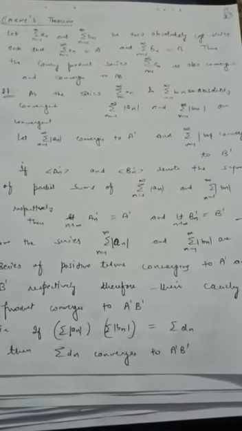So start, prove. As the series summation a_n and summation b_n are absolutely convergent, that means summation mod a_n and summation mod b_n are convergent. Absolutely convergent definition says that we have to take the absolute value of each term. That means summation mod a_n and summation mod b_n are convergent. Now let summation mod a_n converge to a' and summation mod b_n converge to b'. Because the series is convergent, the sequence of partial sums of nth terms converges to that limit.